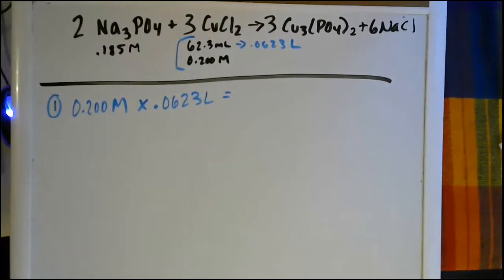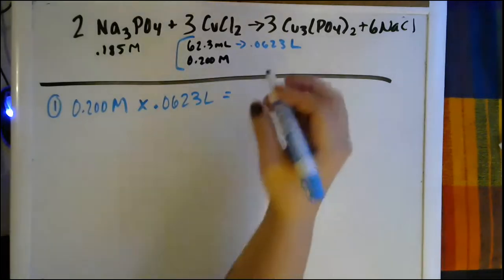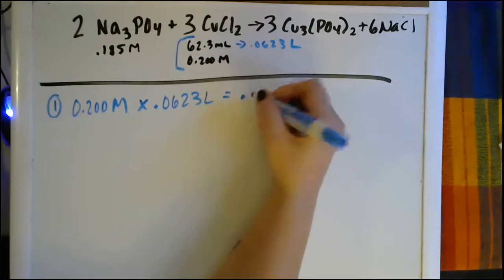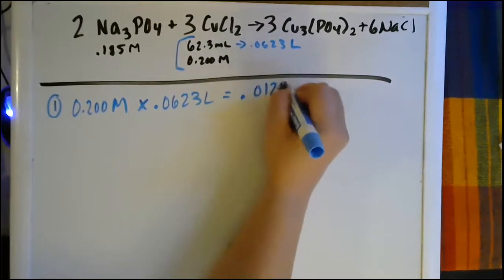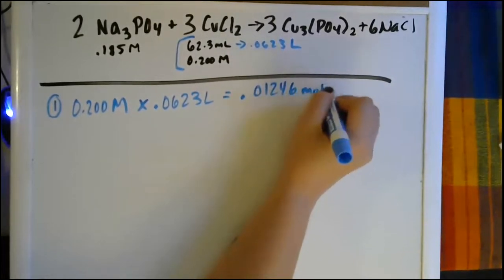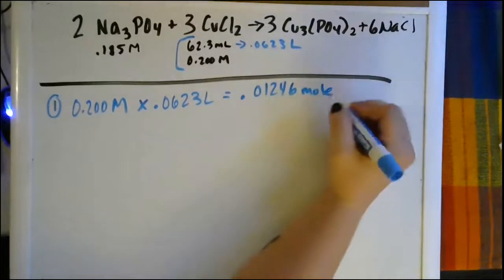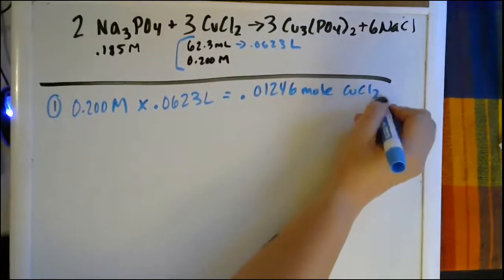In case you can't tell, I thought I would go back to that other method of solving it for this last problem, just in case that's sitting with you better. I would love to hear feedback about this so I know what works for you guys. So we have 0.01246 moles of copper chloride.